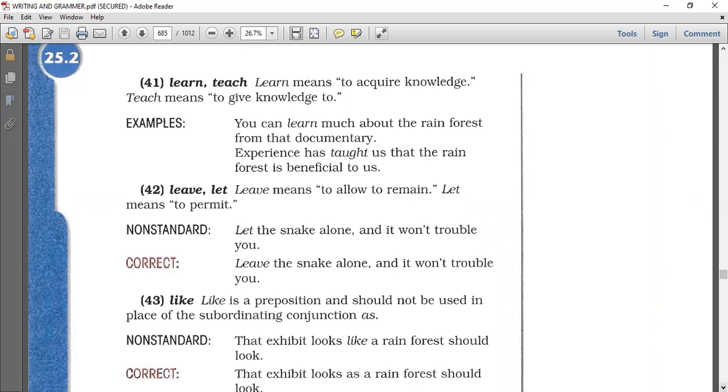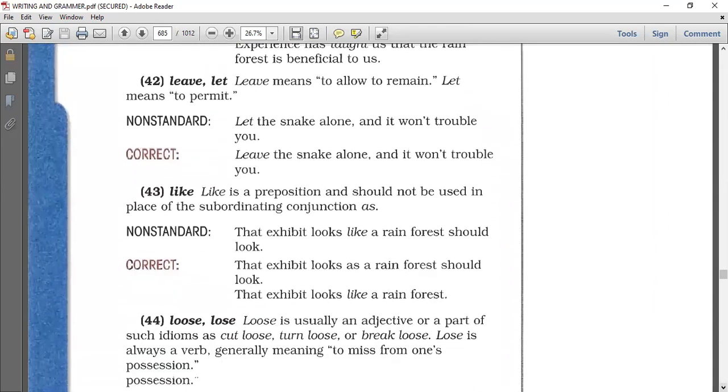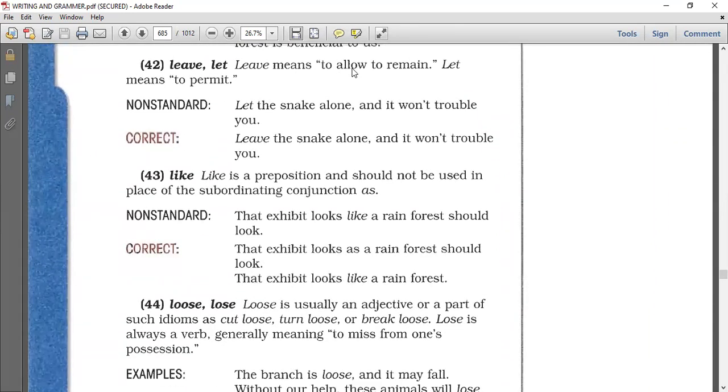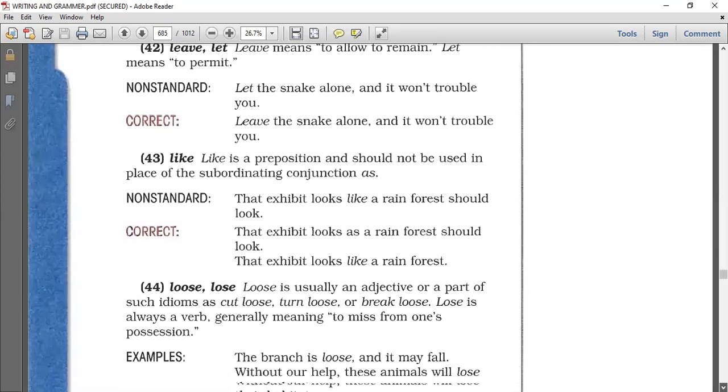I think it's easy. Number 42, leave and let. Leave means to allow to remain. Let means to permit. Let the snake alone. It should be leave the snake alone, and it won't trouble you. So leave means to allow to remain. Leave me alone. We don't say let me alone. But let means permit. Let me tell you something. Give me the permission to tell you something.